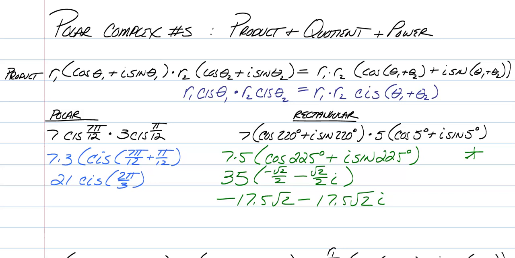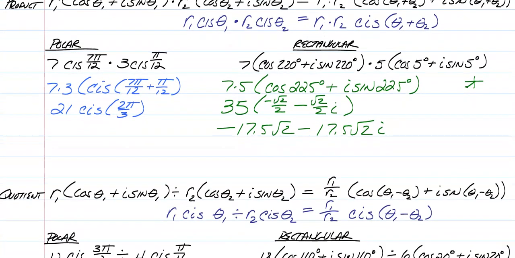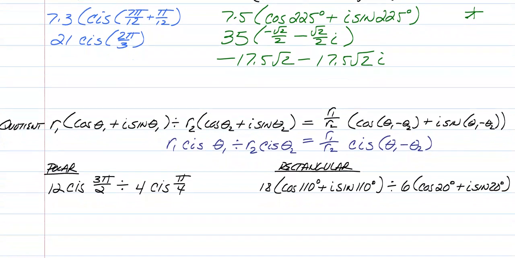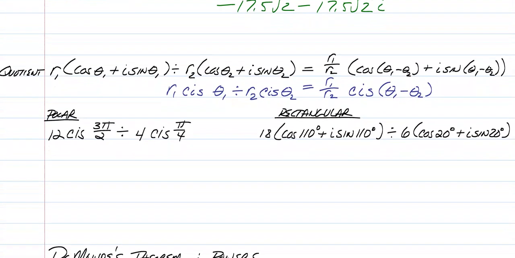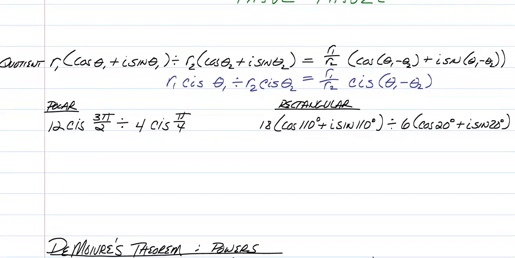So again, it's just a lot of writing, big, long, crazy formulas, but that's because we're just writing a lot of letters for sine and cosine and all of that stuff. Quotient.